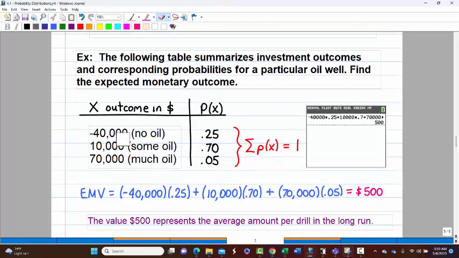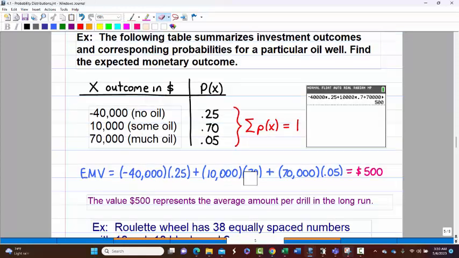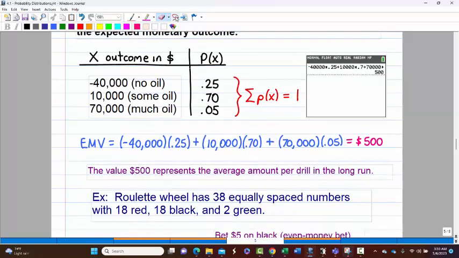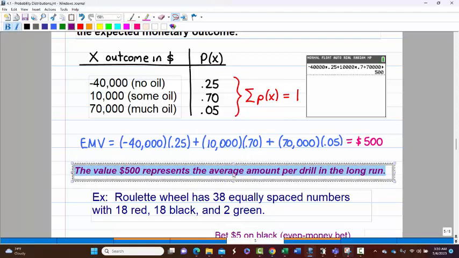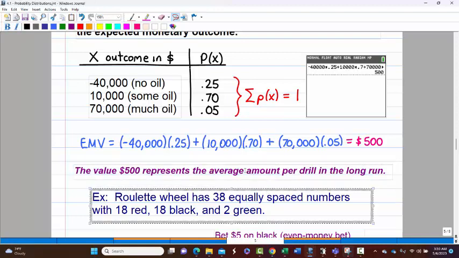And then we just do the x times p. So these first two, next two, add them up, and we get positive 500. So that means, in theory, we should average $500 profit per attempt.